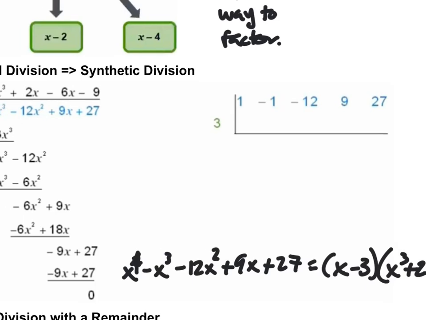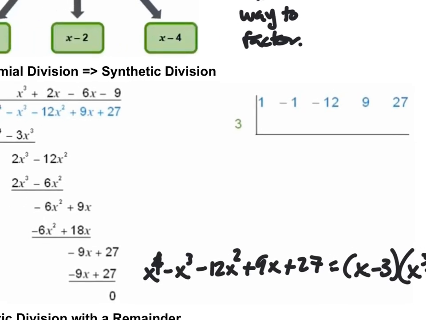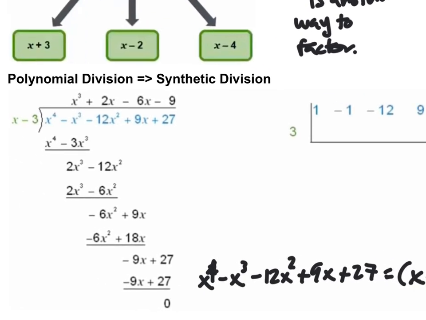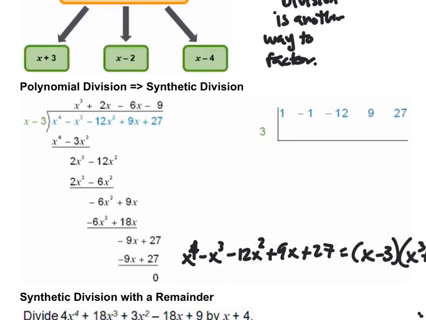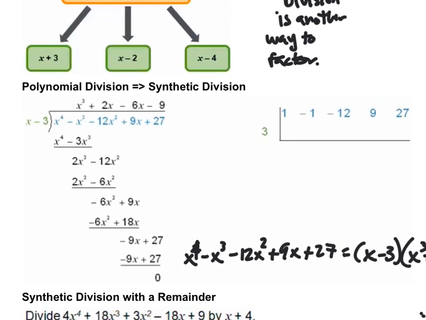So what I want to talk about is using synthetic division, which is another method of division. What I want to show you is that we take our dividend and we take the coefficients. If I have x to the fourth, that's a coefficient of 1. If I have negative x cubed, that's a coefficient of negative 1. Then negative 12, 9, and 27.